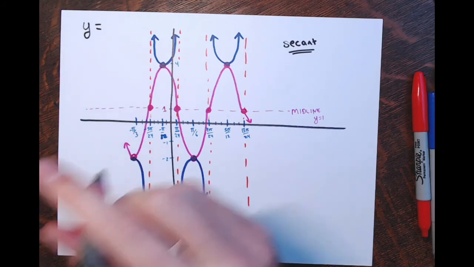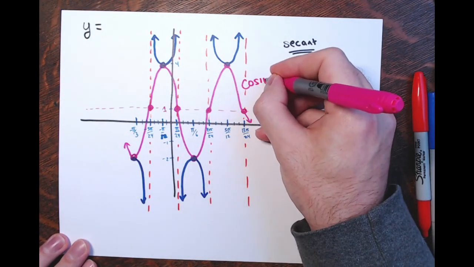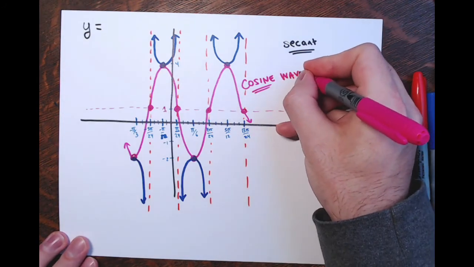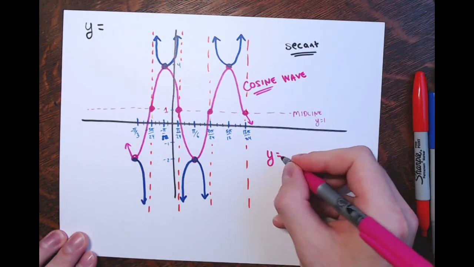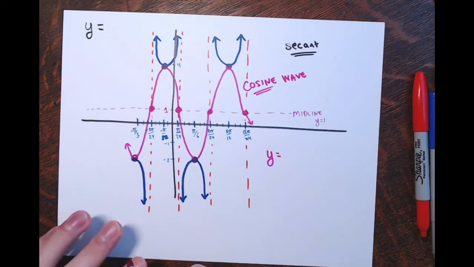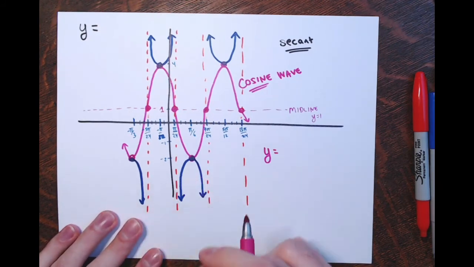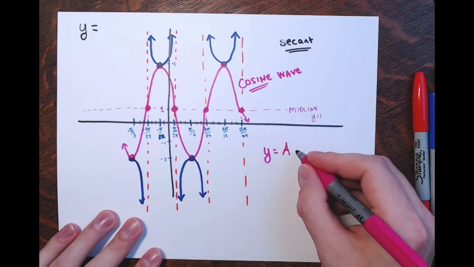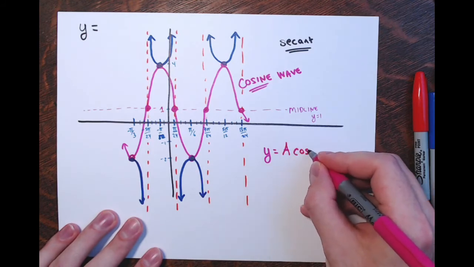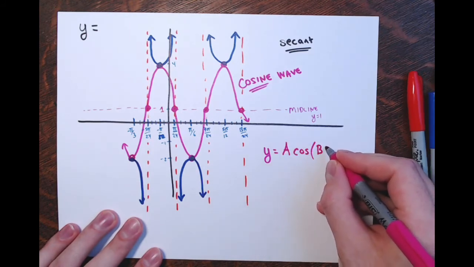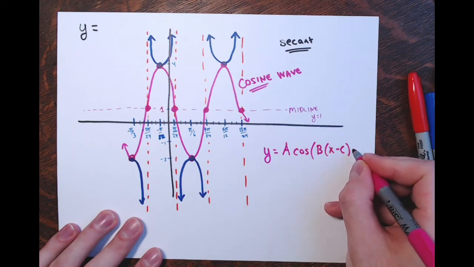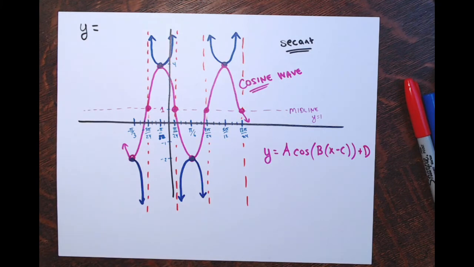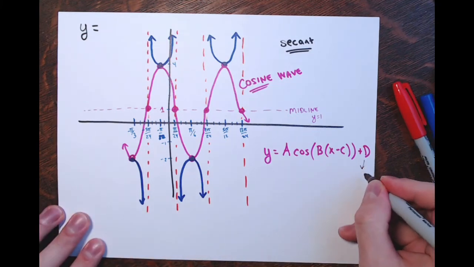So again, I know it's just like a sine. Sines and cosines are the same, but here's a cosine wave. I want to find the equation for that cosine wave, and then just change cosine to secant to get the equation for my purple graph. So just like the sines, y equals a times the cosine of the quantity b times the quantity x minus c, and then plus d. Now the midline's at y equals 1, so d equals 1.